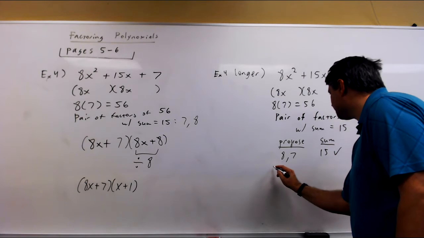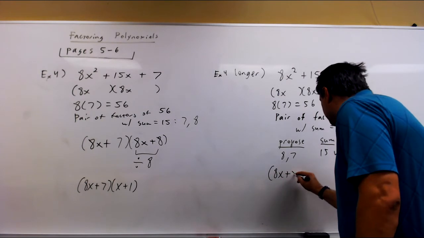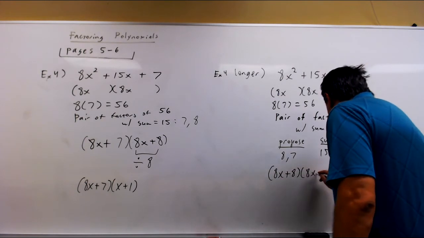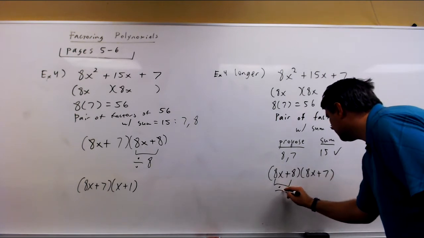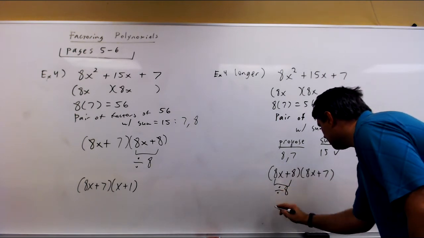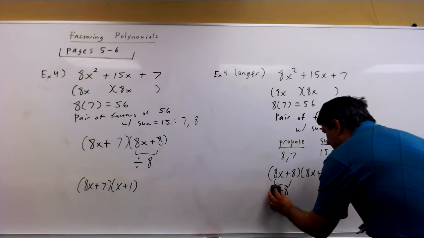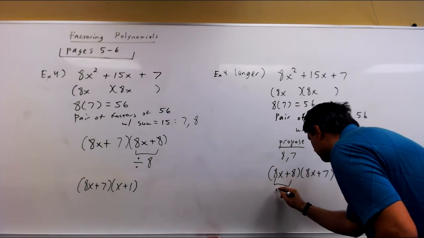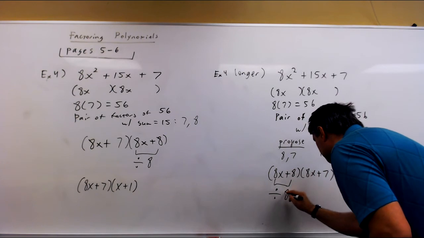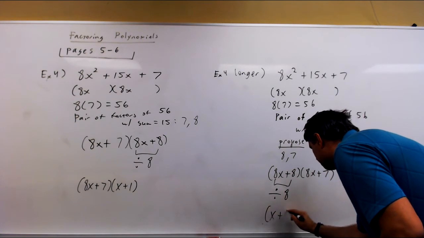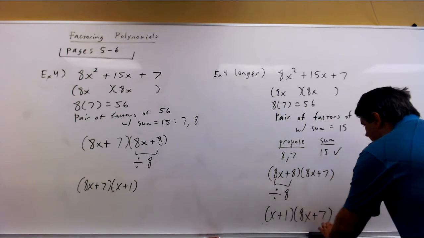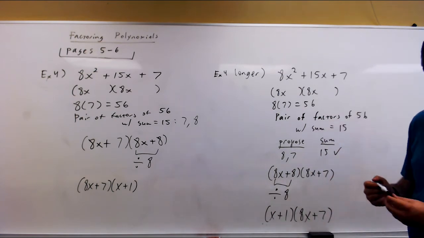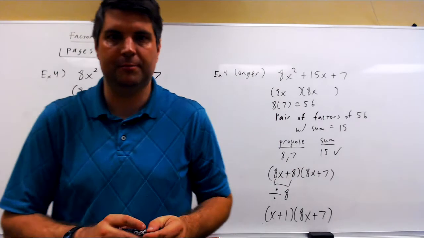So we would do 8x plus 8 and 8x plus 7. And I would divide these two by 8. So that's going to be x plus 1 and 8x plus 7. All right, I'm going to stop here and move on to the next topic.